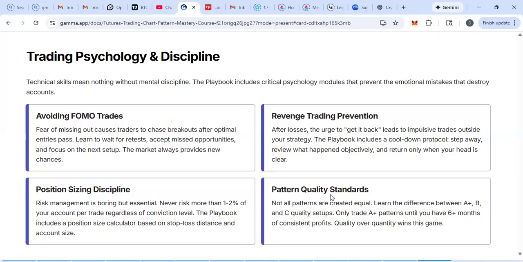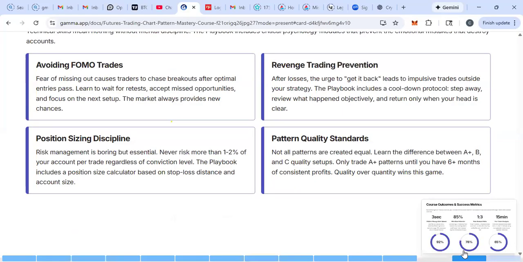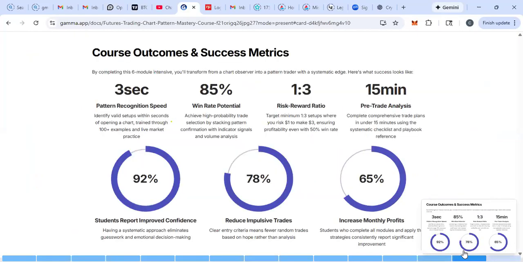Pattern quality standards. Make sure it's a clear pattern before you dive into that play. Always try to go for the biggest, more consistent wins versus everything else, right?